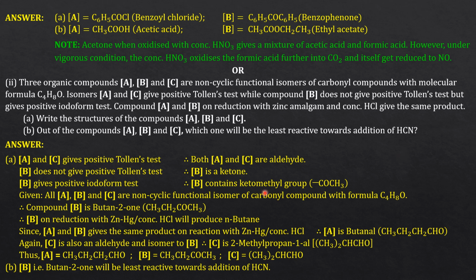So here we have aliphatic aldehyde and aliphatic ketone only. So obviously the ketone, that is B, will be the least reactive because here you have two methyl groups, so more steric hindrance, and because of the plus I effect of the two methyl groups and hyperconjugation, the carbon is least electron deficient here. So here the reaction will be the slowest.